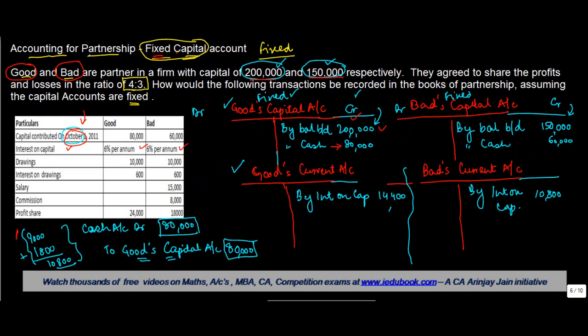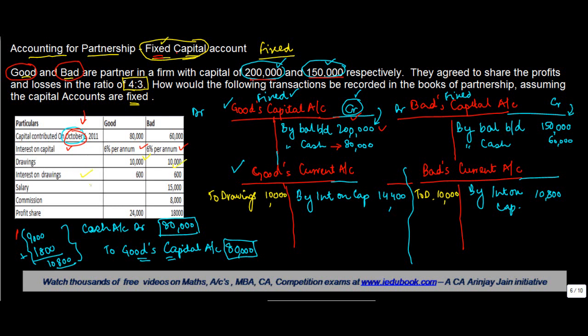Then there are drawings of 10,000 and 10,000 in both the cases. So when you do the drawings, what are the entries? When you do a drawing, the capital account gets reduced. Capital account has a credit balance, so to reduce this you have to pass a debit entry. But the thing is that because these capital accounts are fixed, you write To drawings in the current account, 10,000. To drawings, 10,000. So we've done this entry.